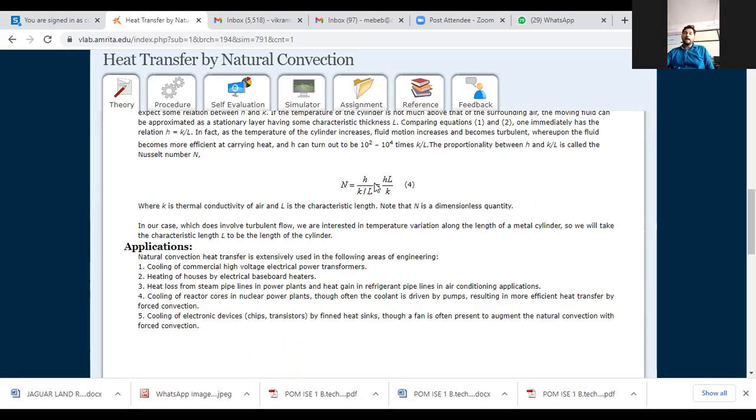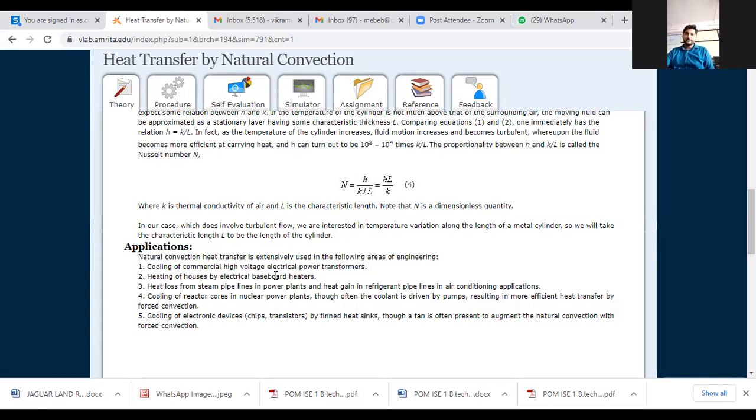I hope you understood what is meant by conduction, what is meant by convection, Newton's law of cooling and Fourier's law of heat conduction. So where to use this natural convection concept is also an important point. Some applications are listed here.